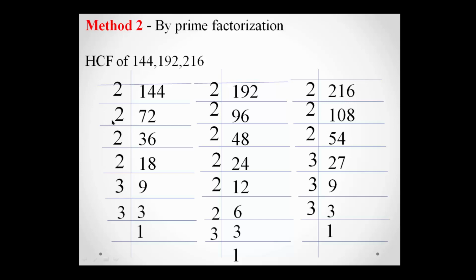Then we will again take a smallest number that can divide 72. That's 2. What will be multiplied to 2 so that the answer will be 72? 36 should be multiplied to 2 to get 72. 2 multiply 18 is 36. 2 multiply 9 is 18. 3 multiply 3 is 9. 3 multiply 1 is 3.